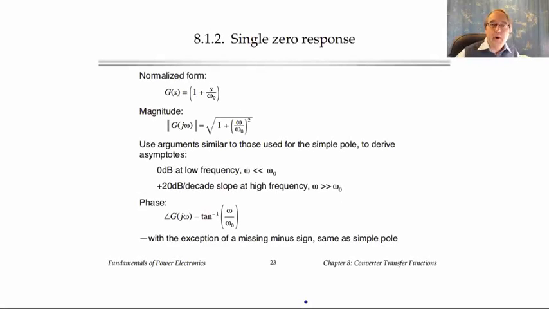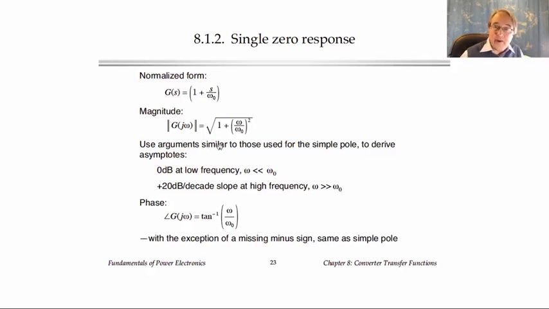Continuing our review of Bode plots, here are some more standard terms that often come up. First one we'll look at is the single zero. This is a polynomial that has a root that we can view as a root of the numerator of the transfer function.